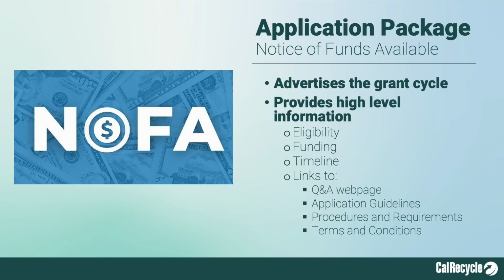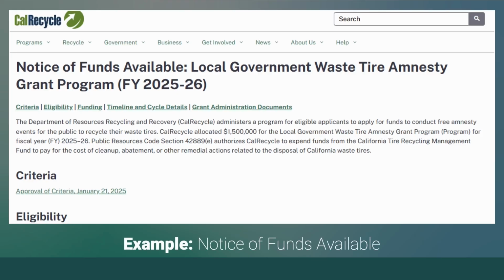The NOFA advertises the grant cycle on the CalRecycle funding page. It provides a high level of information with eligibility, funding information, timelines, plus links to various reference documents like the questions and answers webpage, application guidelines, procedures and requirements, and terms and conditions. This slide shows an example of what a NOFA webpage looks like. As mentioned, it will include the name of the grant, fiscal year, if applicable, and the link to the criteria.